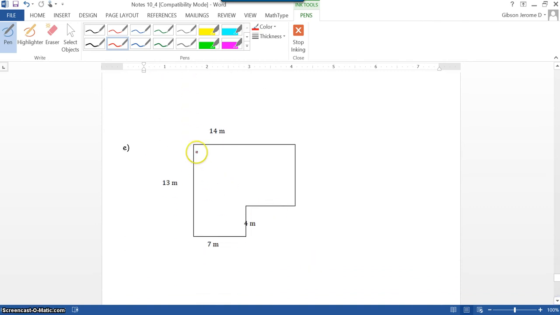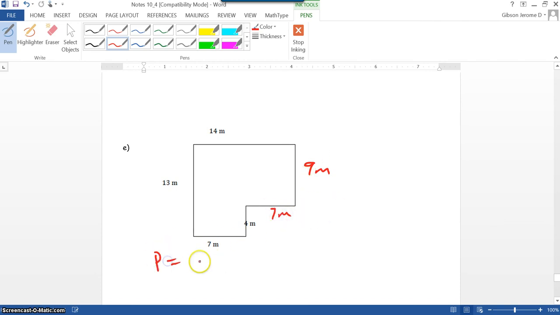Now, first thing, let's do the perimeter. We know this whole side is 13. This side is 4. And we know 4 plus 9 will give us 13. So that takes care of this missing side. Now we need this missing side here. All of this from here to here is 14. This is 7. So this also must be 7.